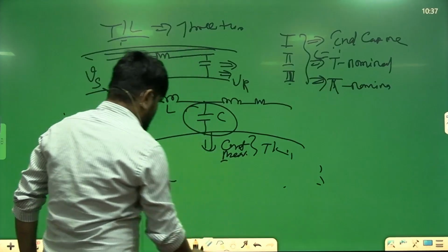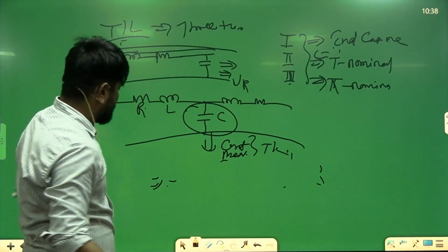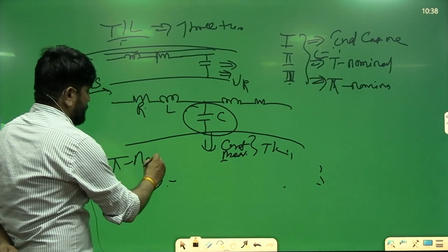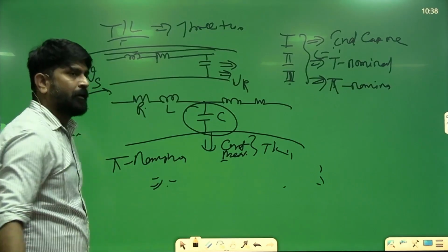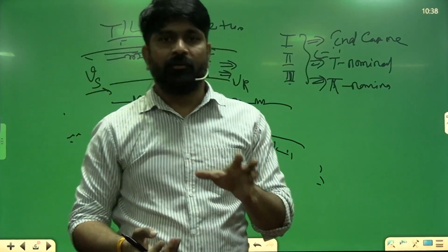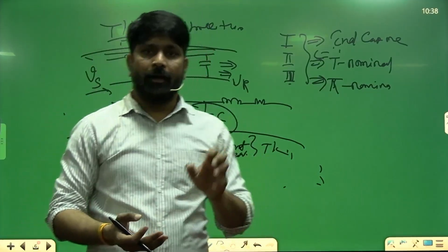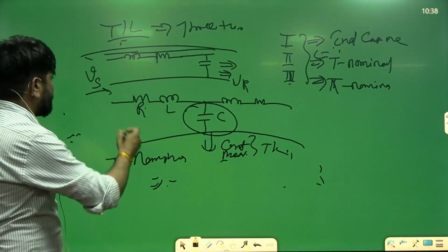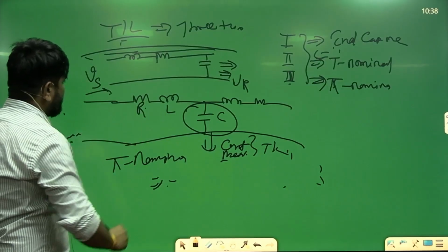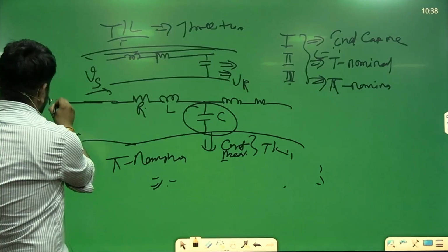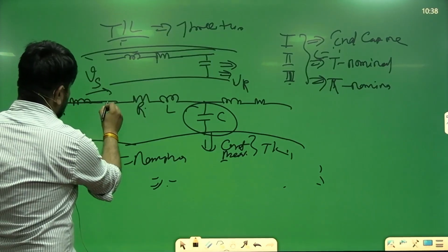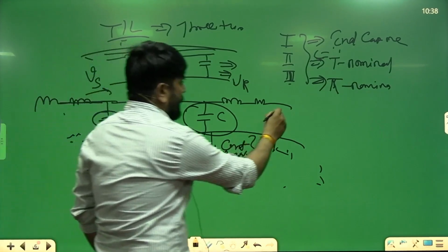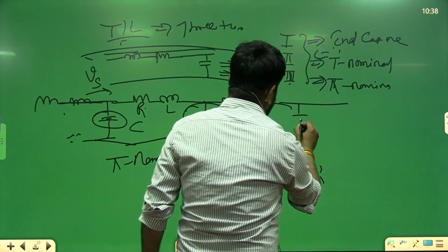Then the third is the pi nominal method. What is the pi nominal method? The capacitor is used at the start, middle, and end of the transmission line. Everywhere the capacitor will be used. You can say that at the starting end there is a capacitor, and then also at the end we include a capacitor.